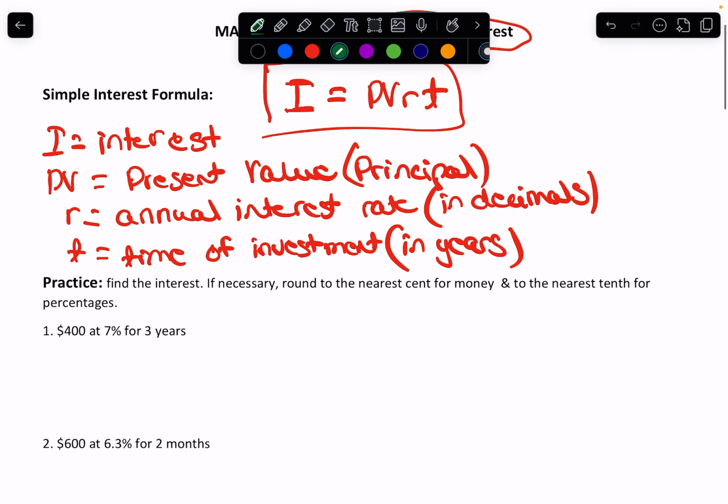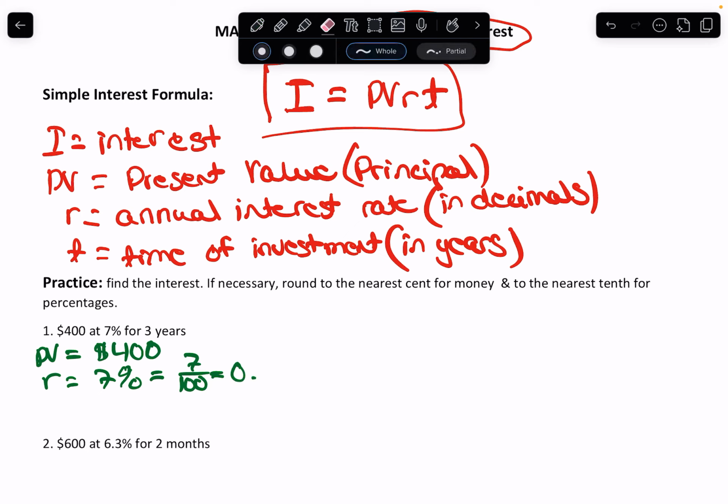So our present value is going to be $400. R is 7%. Now, percent is 100ths. So 7 over 100, which is 0.07. So we divide by 100. We've got 2 zeros in 100. We move the decimal to the left and then add the 0 for percentages. And then our T equals 3.